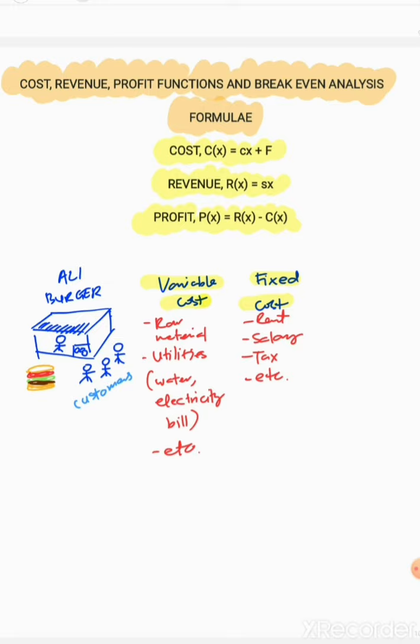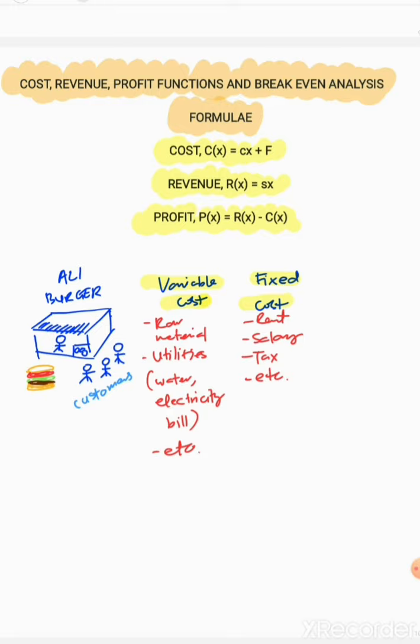Okay, and utility sama juga, this one dia falls under variable cost, sebab utility ni yang berubah. Contohnya apa yang kita pakai hari tu, okay, contohnya water and electricity bill and etc. Okay, ni madam relate dengan burger stall Ali tu je lah. And then now we have fixed cost.